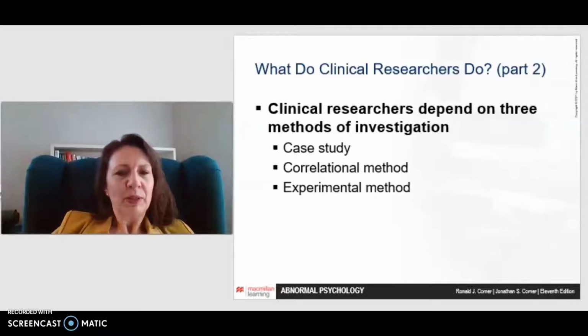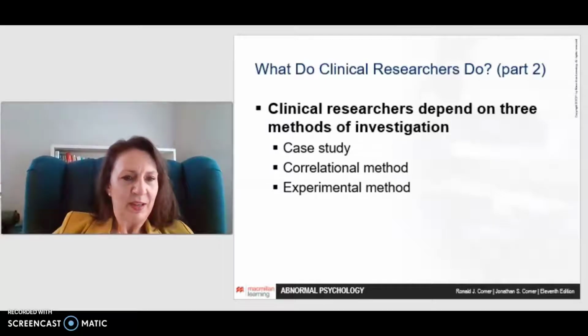Clinical researchers primarily depend on three methods of investigation: the case study, the correlational method, and the experimental method. And we'll talk about each one of those in turn.